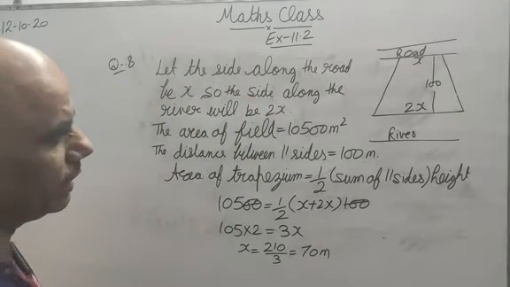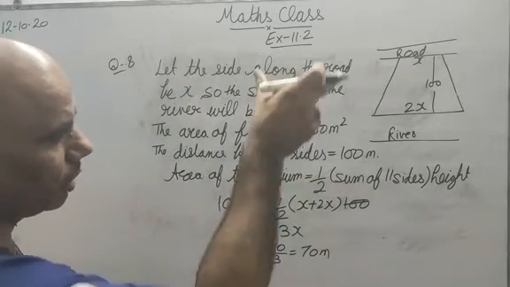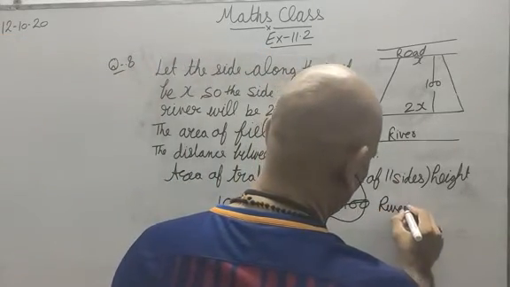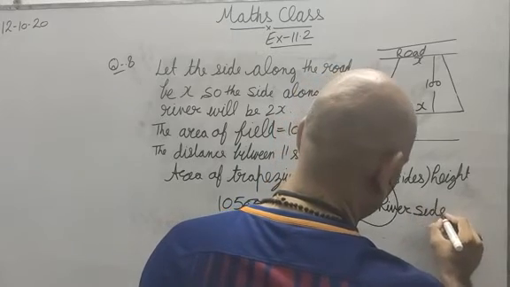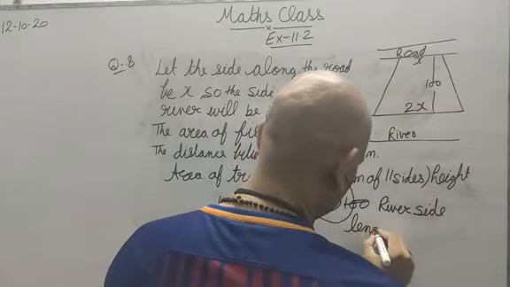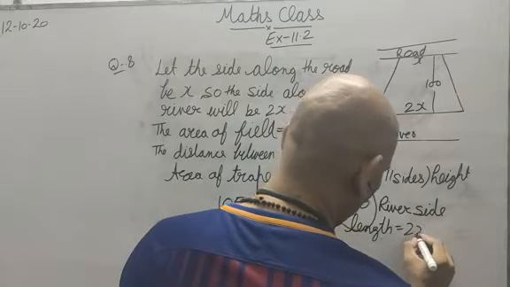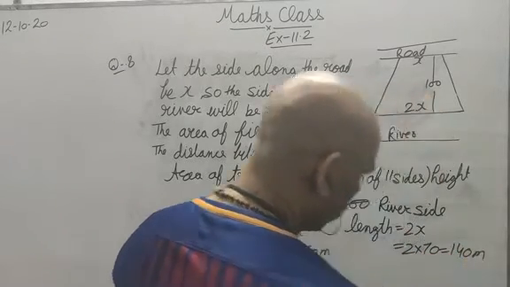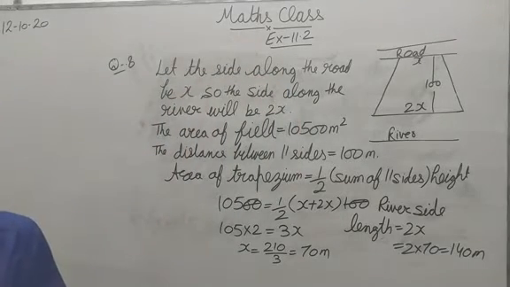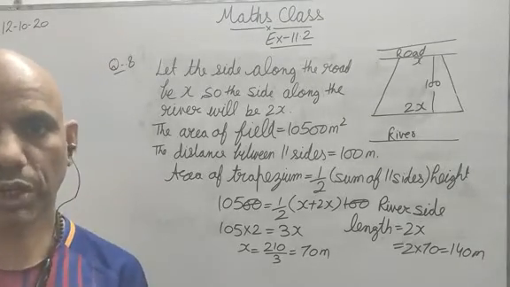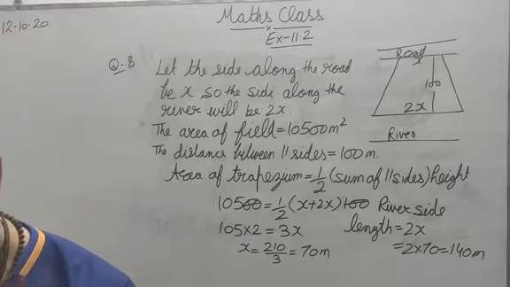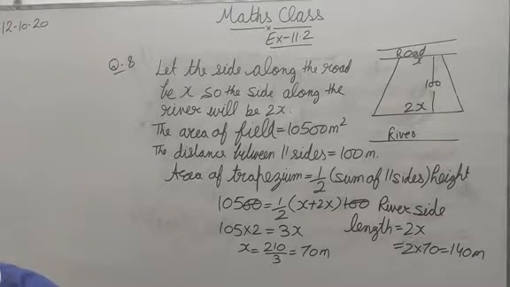So 70 meter is the length along the roadside, but he is asking about the river side. So river side length is equal to 2x, that is 2 into 70 is equal to 140 meter. So this way, this will be the solution of question number 8. I'm sure it is clear. After reading the question and watching the solution, you are able to solve these questions on your own.